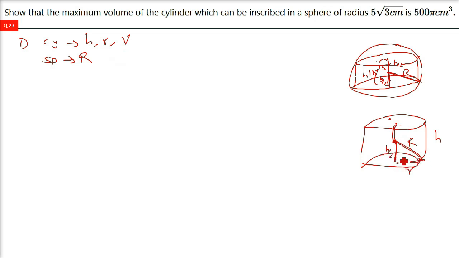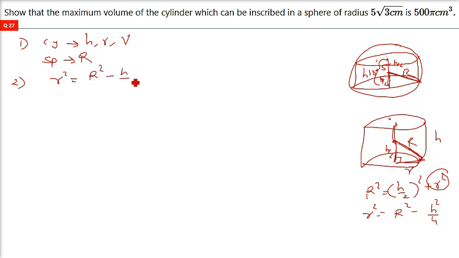Now from this triangle, what do you get? Use the Pythagoras theorem: capital R square is equal to small r square plus (h by 2) whole square. So this second step, where the first was the imagination step, we imagined or assumed everything. In the second step, we tried to find a relationship between all these assumed variables r, h, and capital R. So we got r square equals capital R square minus h square by 4.